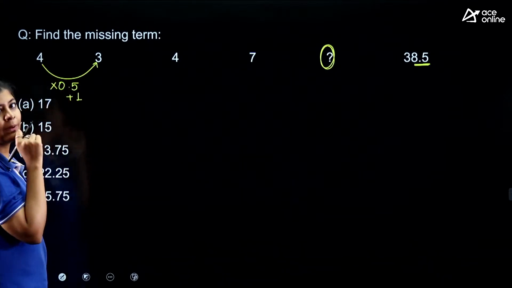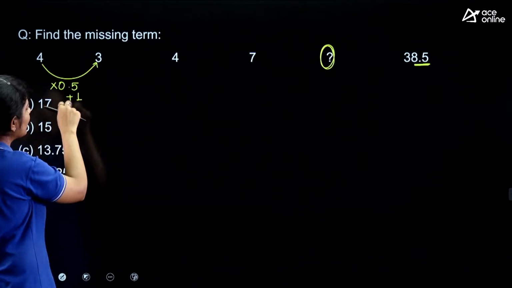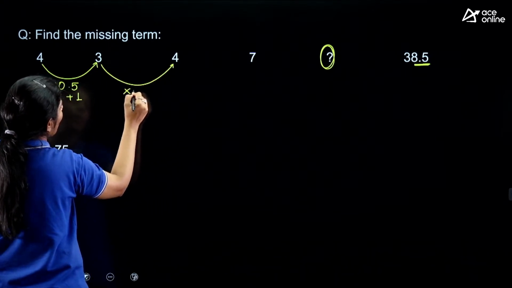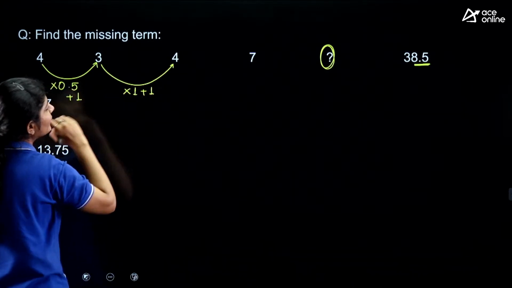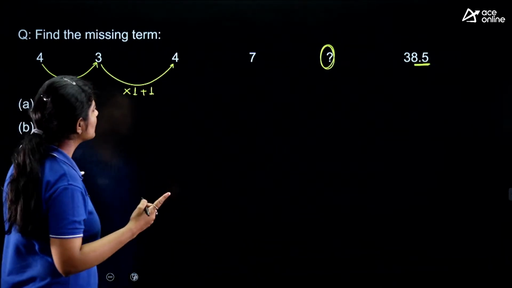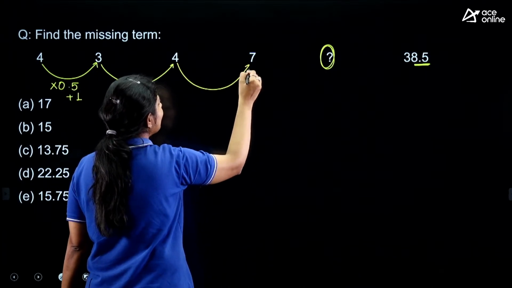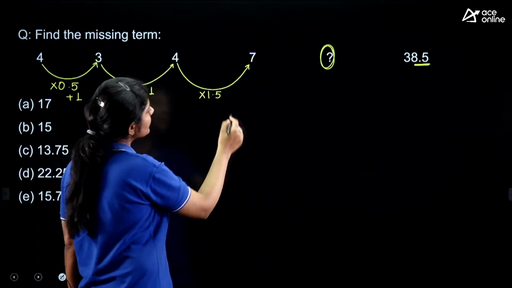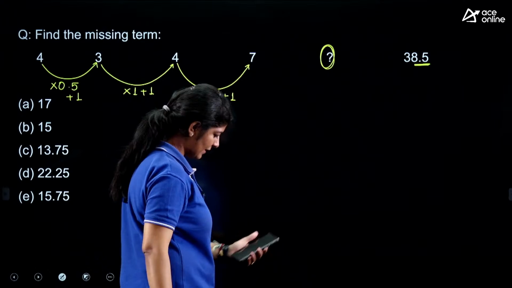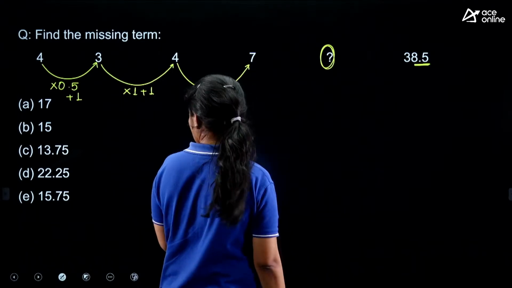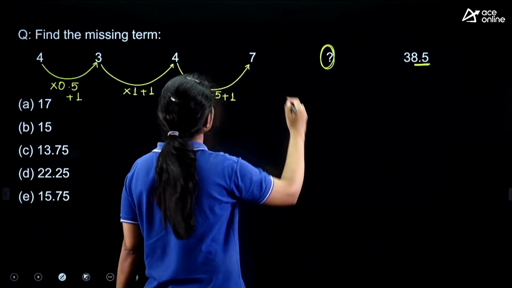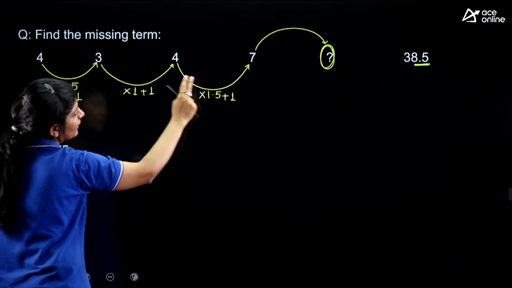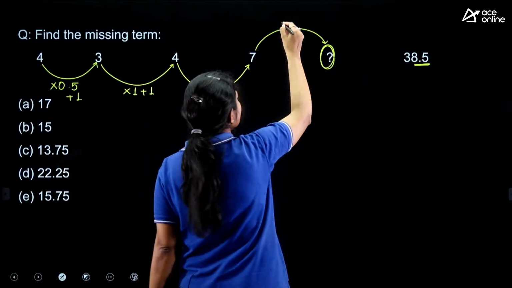As I multiply 4 by 0.5, it becomes 2. 2 plus 1, 3, right? Now, if I multiply 3 by 1 and add 1, I'll get 4. 3 into 1, 3. 3 plus 1, 4. Again, if I multiply 4 by 1.5, it gives me 6, right? 6 plus 1 is nothing but 7. So here, what we got? 0.5, 1, 1.5. The number is continuously increasing.